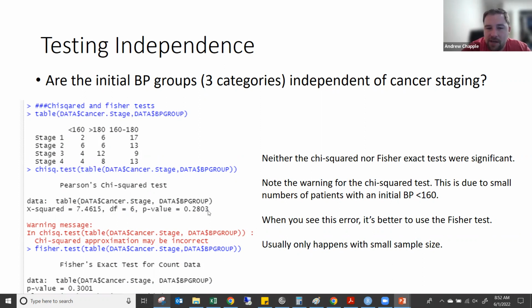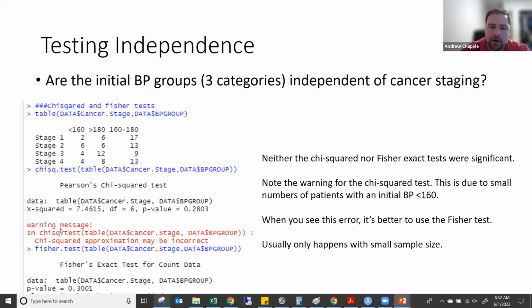This gives me a p-value of 0.28, which means I do not reject the null hypothesis of independence, which means I can assume, at least for now, that the blood pressure groups and the cancer staging are independent based on the data I have. I can use a Fisher exact test in exactly the same way, instead of a chi-squared test. And here I also get a p-value that's fairly large.